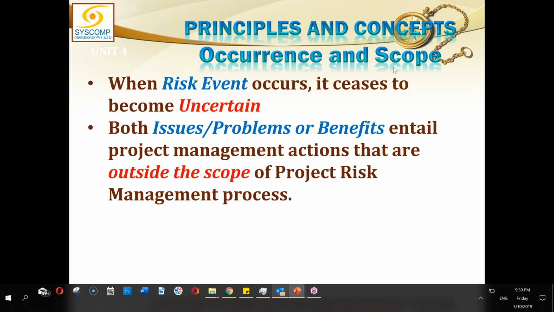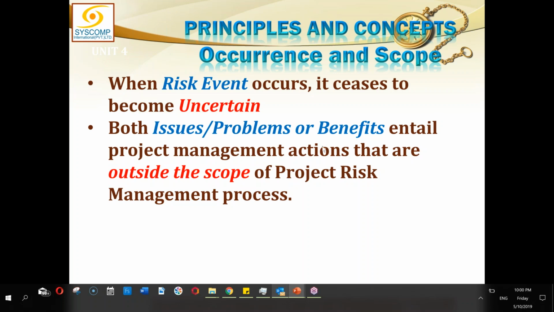Right. So occurrence and scope. When a risk event occurs, it ceases to be uncertain. This I have been talking about time and again. There are many things which will be repeated so many times that they will become second nature. Sometimes you will feel that this thing has been repeated 20 times a year, and still I'm saying it, because this is just burning into your memory. That risk event, as soon as it occurs, doesn't remain a risk anymore, because it is no more uncertain. It has now happened. When it has happened, uncertainty has gone. Now it has become an issue.